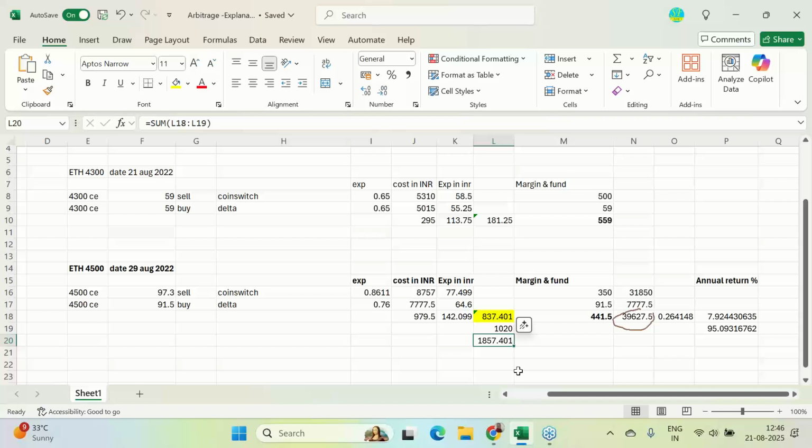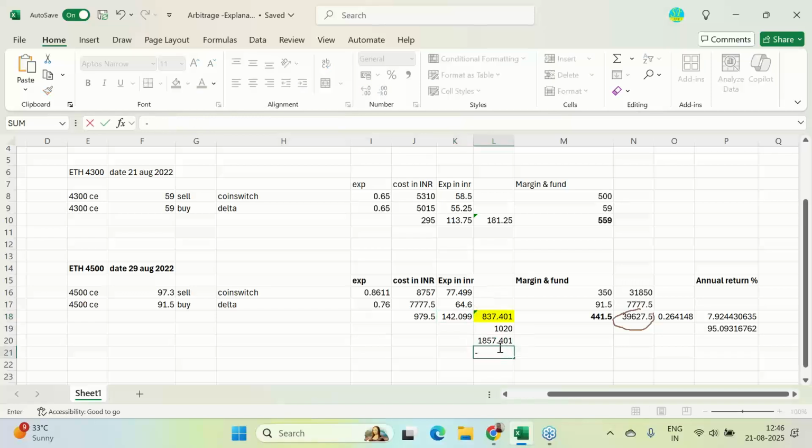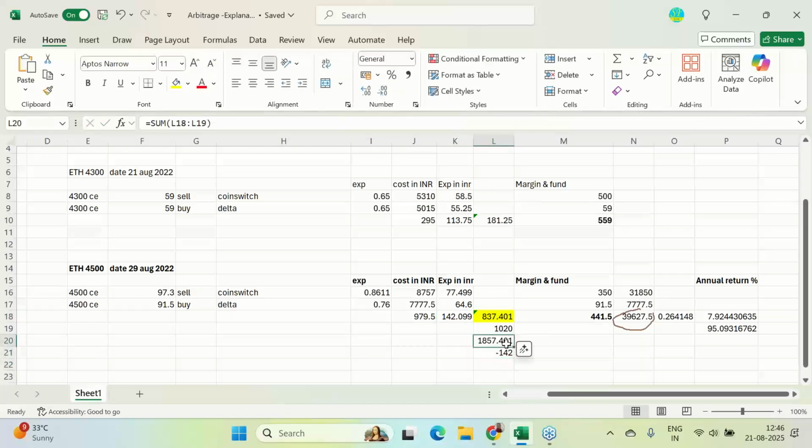So 1800, let this margin be doubled. So instead of 800, I am getting 1800. My income has doubled. So what is the maximum? Another 142 rupees of expenditure will occur out of this. So if you less that 142, the net money you can get is 1700.